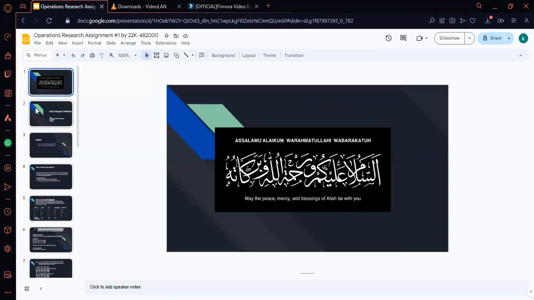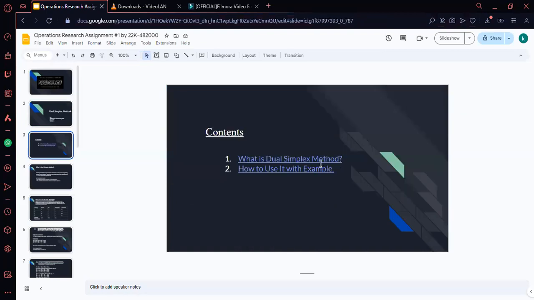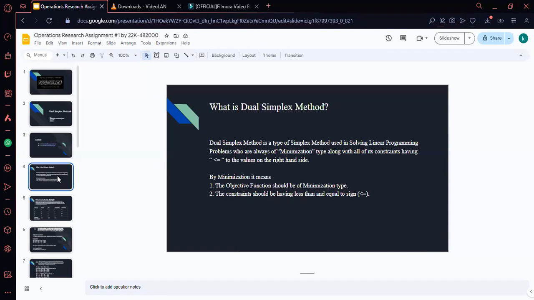My name is Mohammed Ahmed Zeb Kamar, and today I will be teaching you the topic dual simplex methods. In this topic, we will first discuss what the dual simplex method is and how we use it with an example. So without further wasting time, let's dive in.